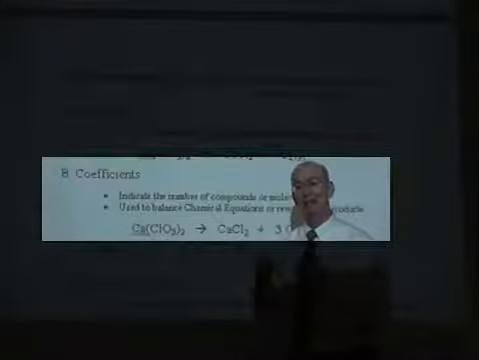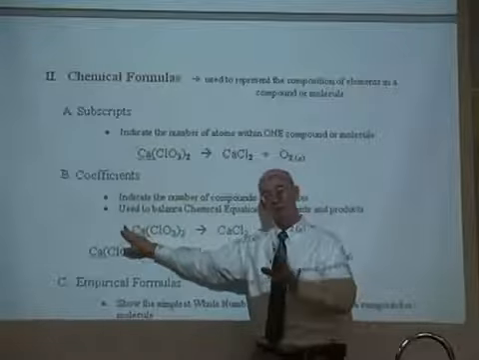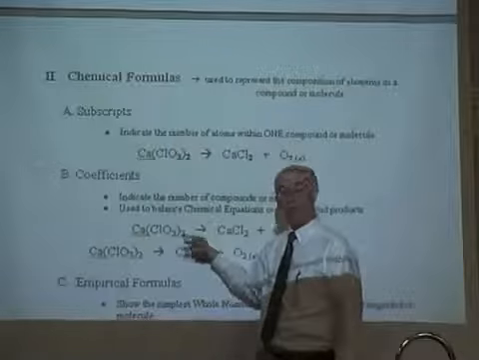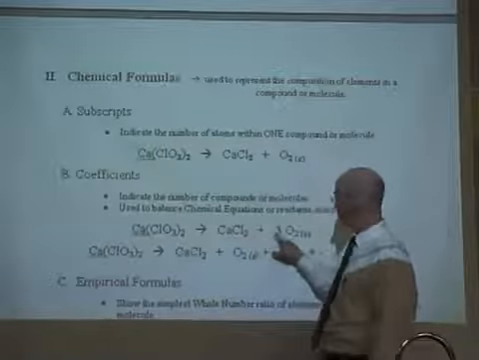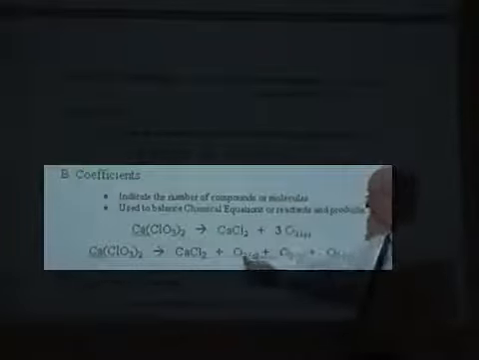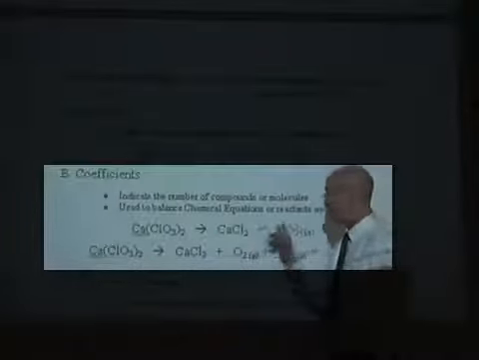Here we have the coefficients. Coefficients will be used to balance the equations, and they are the numbers out front. Notice there is no number written here, but you assume that a 1 is there. 1 calcium chlorate, 1 calcium chloride, 3 oxygens. And that coefficient literally means there are 3 of these. See, 3 oxygens, but it's much easier to write it shorthand.